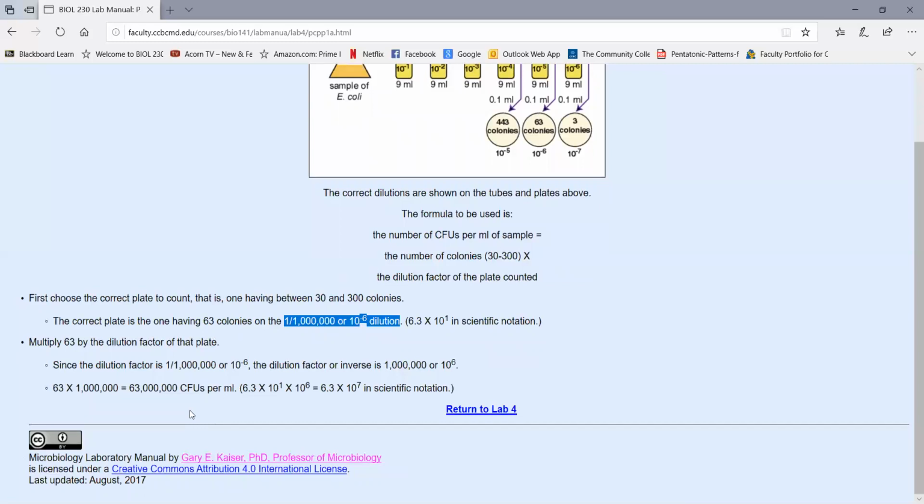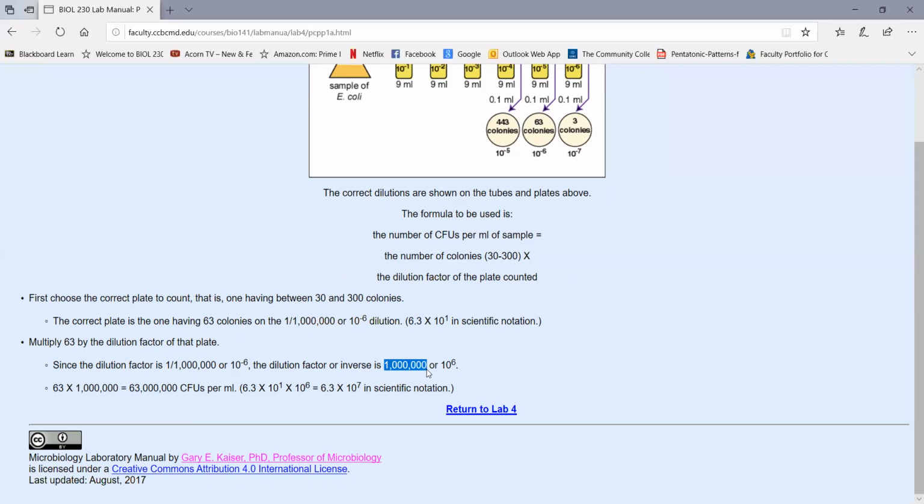And now we multiply those 2 numbers. So 63 times 1,000,000 is 63 million. That would be your answer if you're doing it longhand. 63 times 1,000,000. Remember, you had to invert the dilution. The dilution is 1 over 1,000,000, so the dilution factor is going to be the inverse, or 1,000,000.